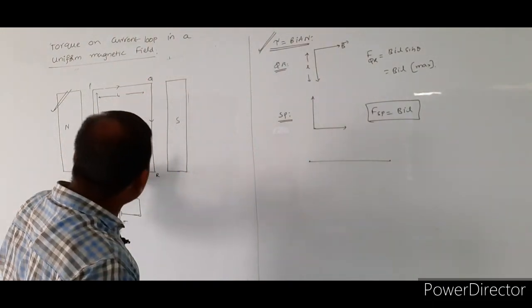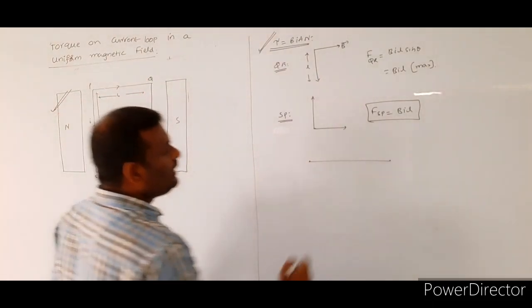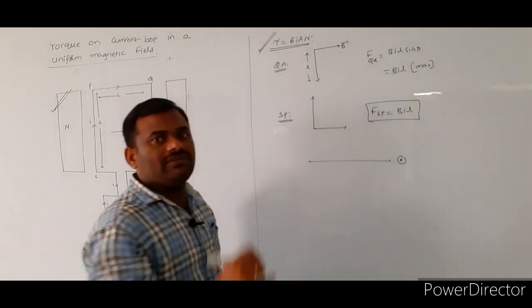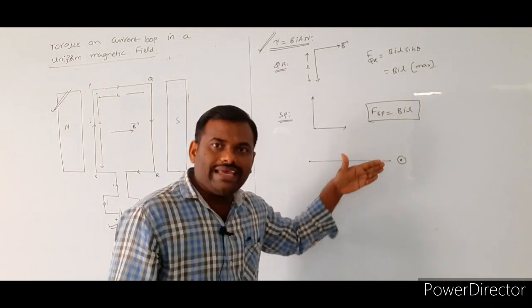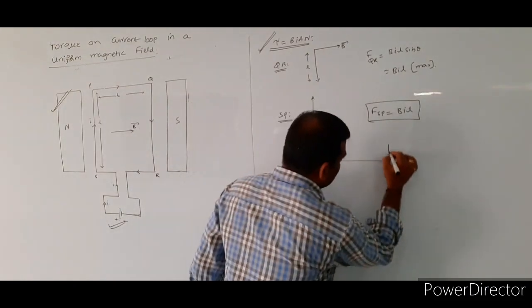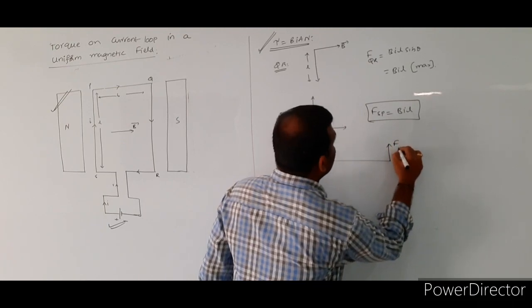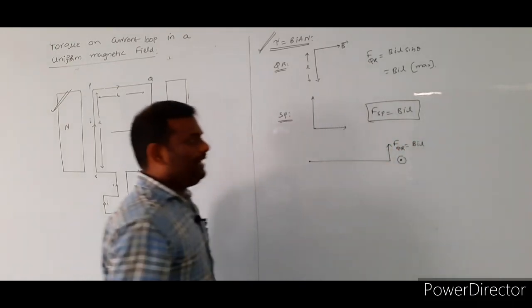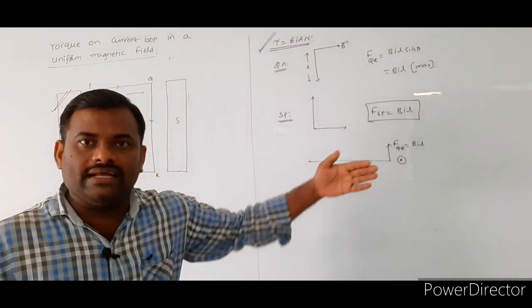So for the side QR, the force will be acting out of the plane of the paper, or upwards. I will represent it like this. The force acting on QR is equal to BIl, which is coming out of the plane of the paper.